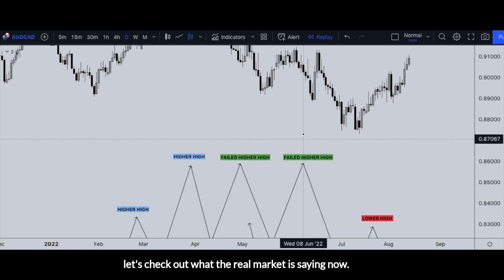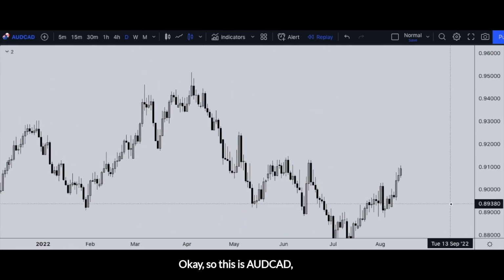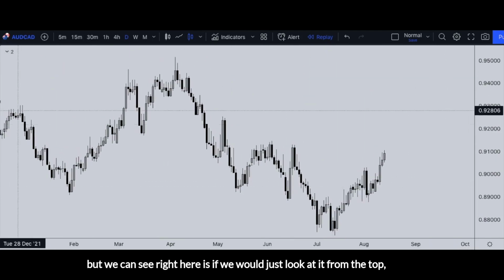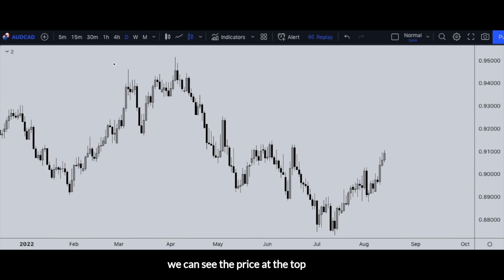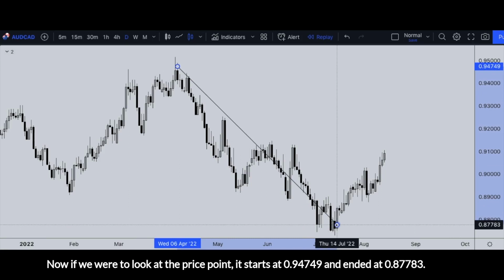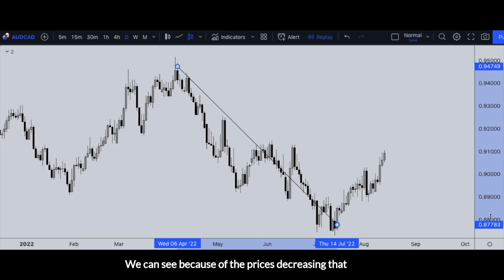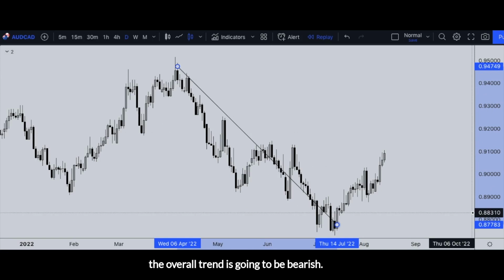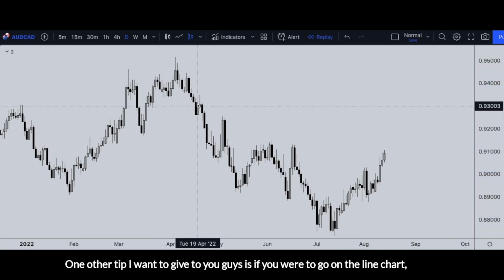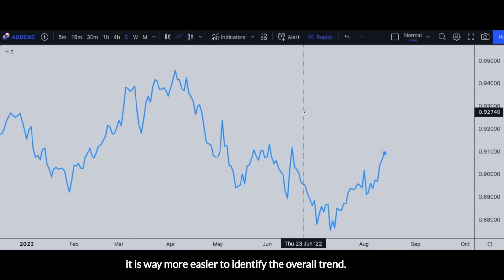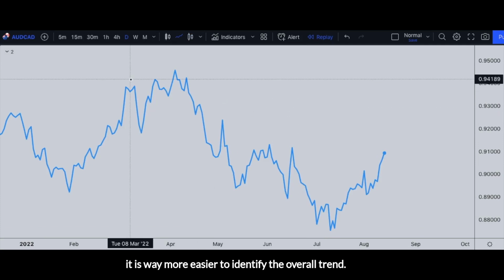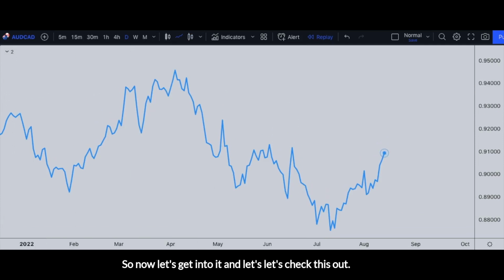Let's check out what the real market is saying now. Okay, so this is AUDCAD. What we can see right here is if we just look at it from the top, we can see that price at the top is pushing down. If we were to look at the price points, it started at 0.94749 and ended at 0.87783. We can see because of the price decreasing that the overall trend is going to be bearish. One other tip I want to give to you guys is if you were to go on the line chart, it is way easier to identify the overall trend. So now let's check this out.